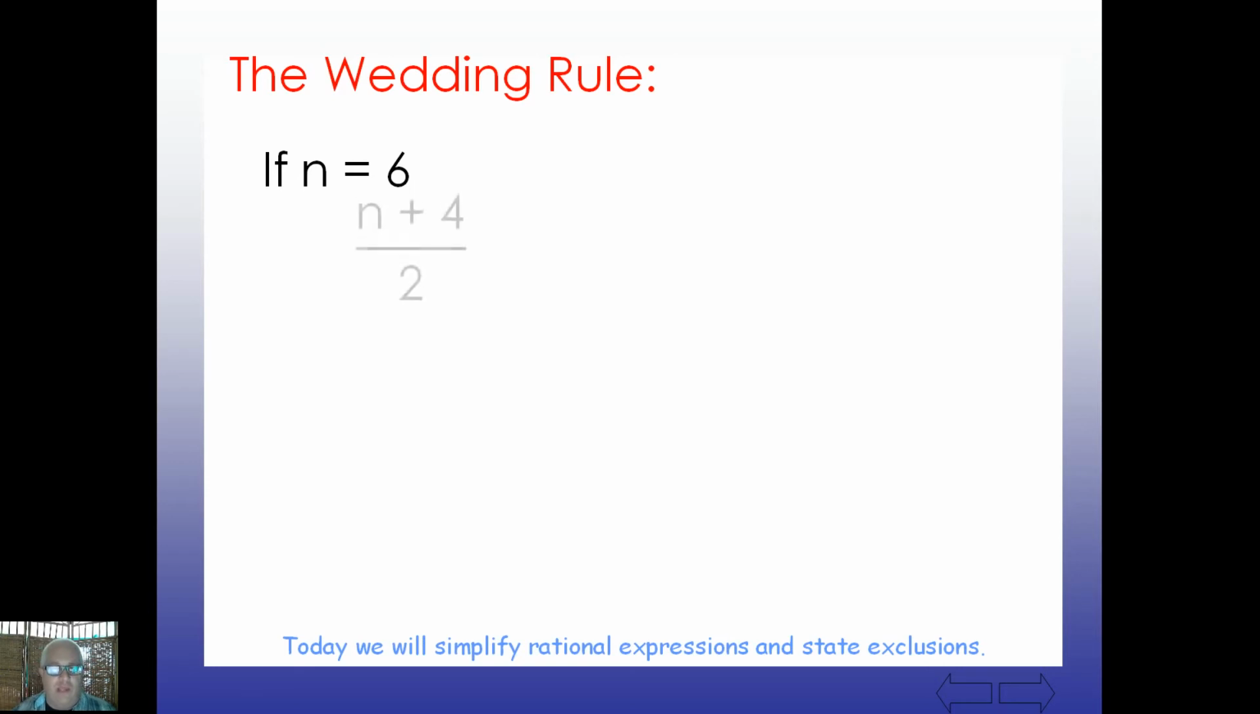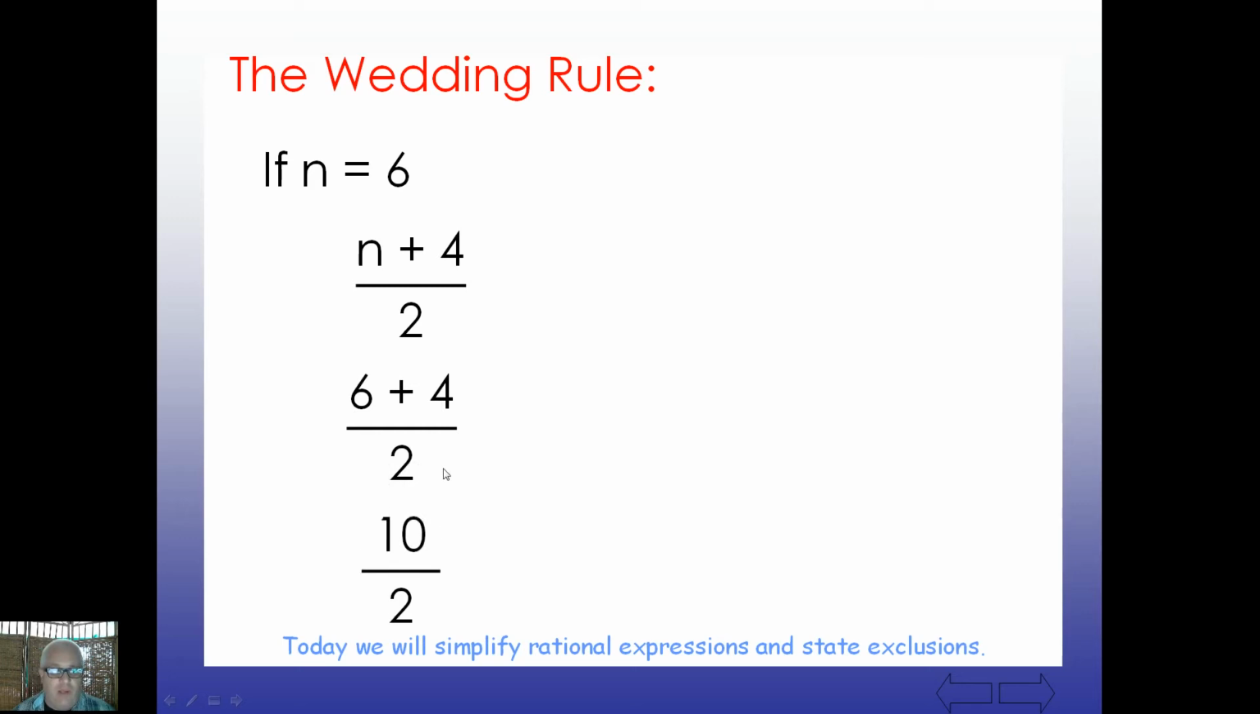So if n equals 6, let's look at an example here. N plus 4 over 2. Well, we know if n equals 6, then we've got 6 plus 4 over 2, and we get the correct answer of 10 over 2, which is 5.